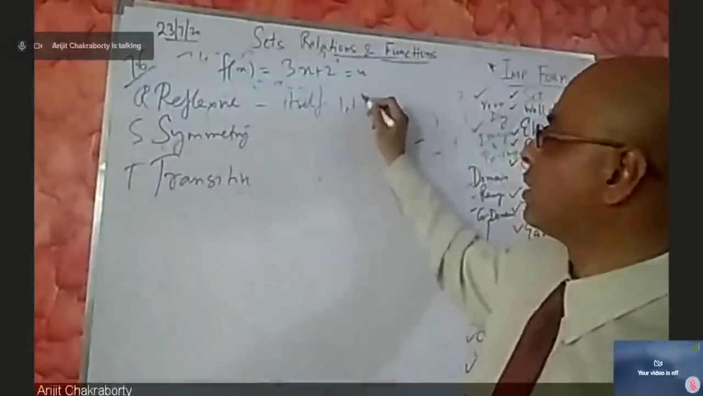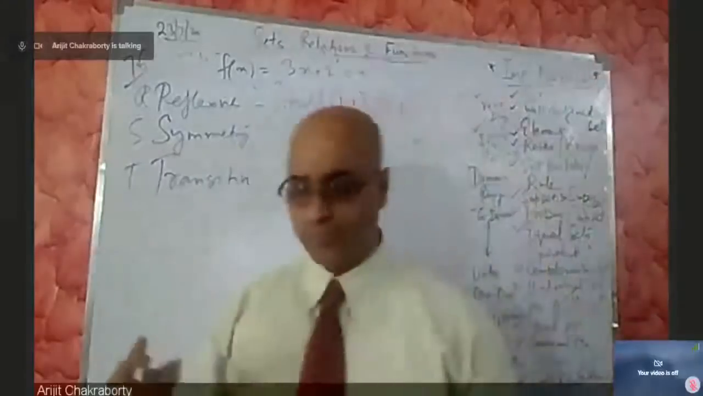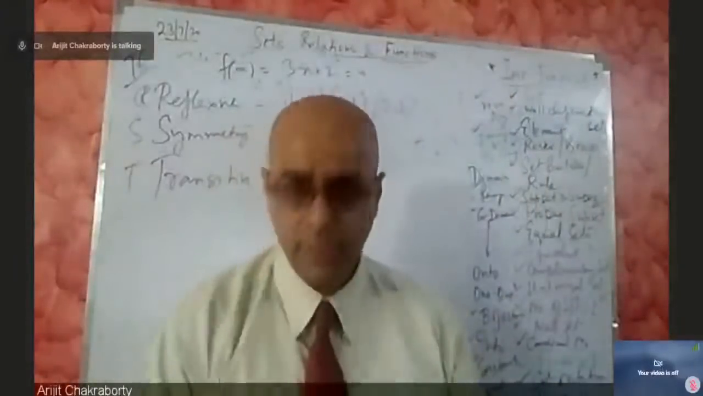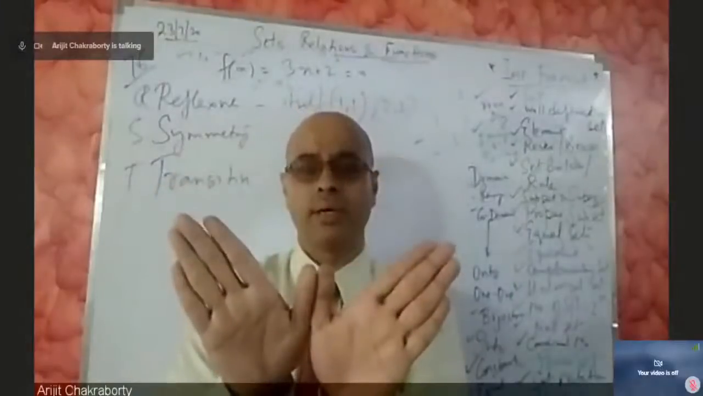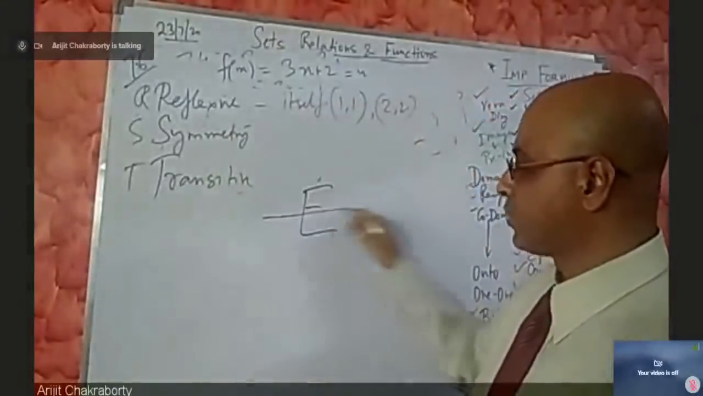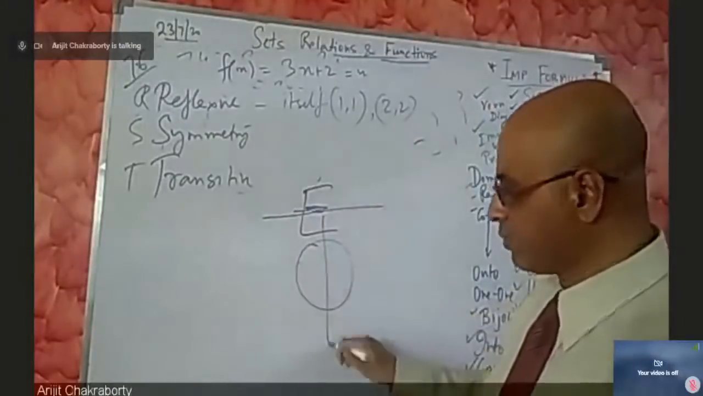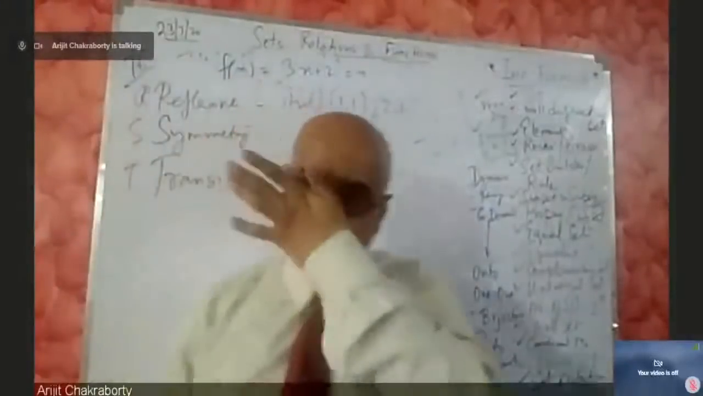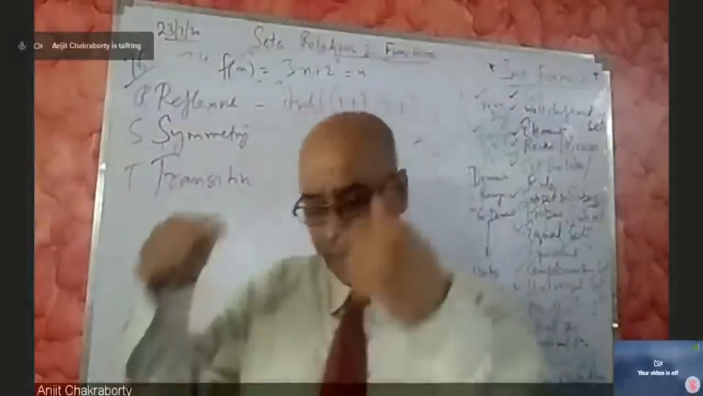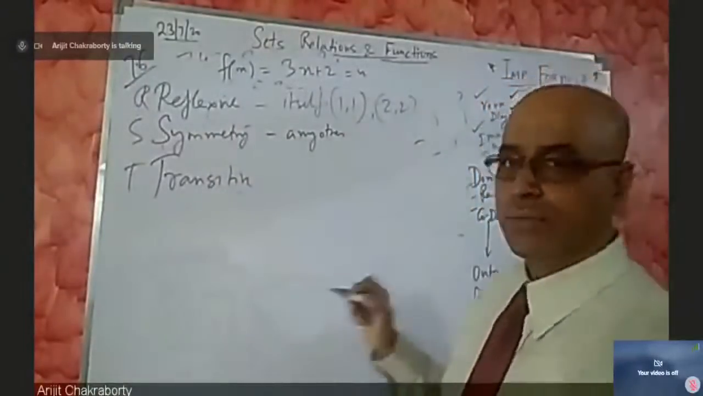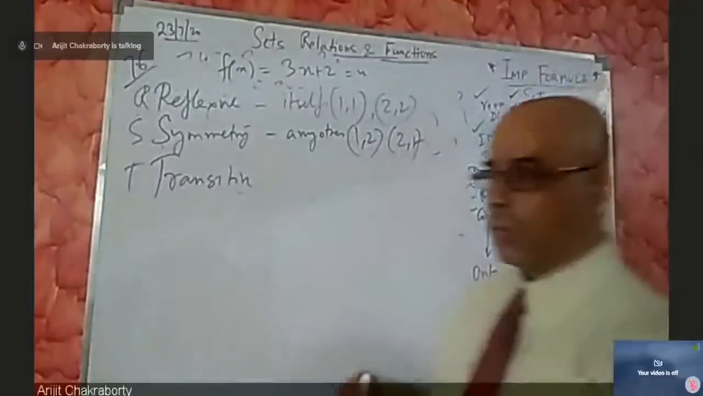Related to itself, that means 1,1 and 2,2. This is reflexive. Symmetric means related to another element. Symmetry, like a butterfly. Take any letter, say the letter E. You just break it from in between. O is symmetric. D is symmetric. You cut across, and you get symmetry. Therefore, symmetry means related to any other element. That means if I write 1,2 and then 2,1, it is symmetric.